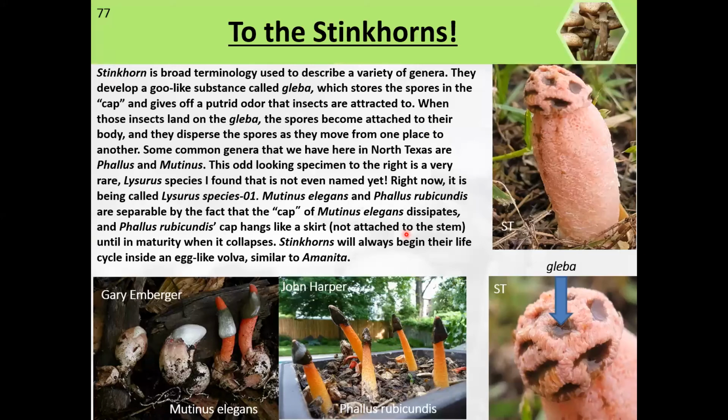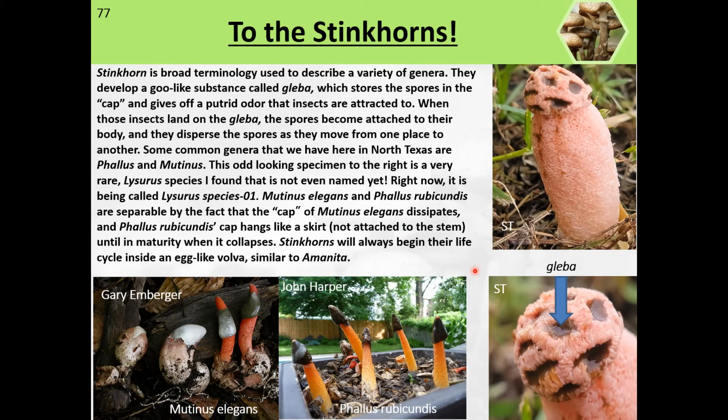So this is kind of a weird one. This is the stinkhorns. This is a rare species that I found, I think last year or the year before that. It's called Lysurus species 01 because it hasn't even been named yet. And this is the spores right here in that gleba. It's a really sticky mass that insects are attracted to. When the insects land on the gleba, it attaches to their body, and wherever they go, they spread the spores, and that's how their redistribution occurs.